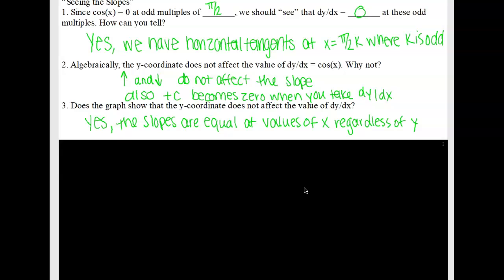So if you plug in x equals pi fourths, the slope is affected by x, not by y. And when I talk about plugging in slope and x, we're talking about the derivative, not the original integrated sine.